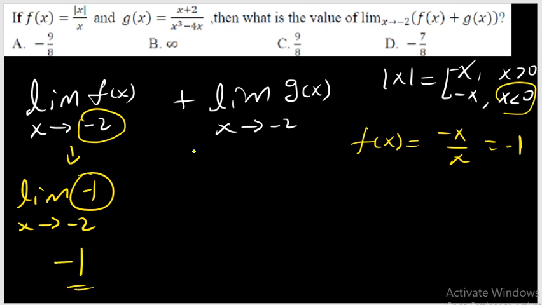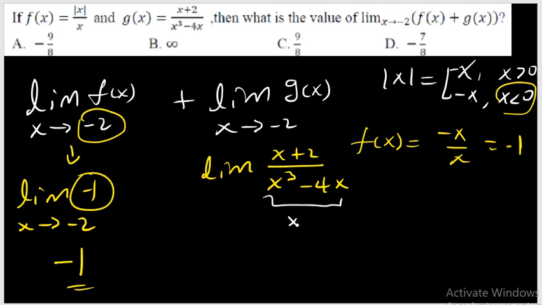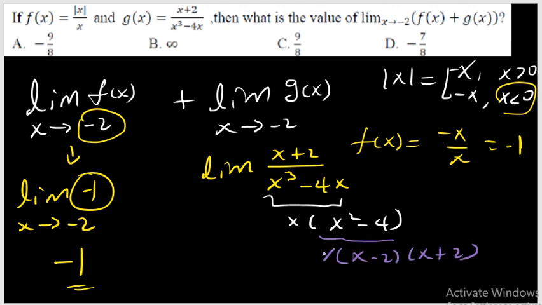The second part, for g, what's g of x? x plus 2 the whole over x cubed minus 4x. Here the denominator can be factorized. We extract the x as a common factor first, then x squared minus 4 remains. Still x squared minus 4 can be factorized as x minus 2 and x plus 2, and there is x outside still. Then x minus 2 will be cancelled with x minus 2 here. Then what remains?